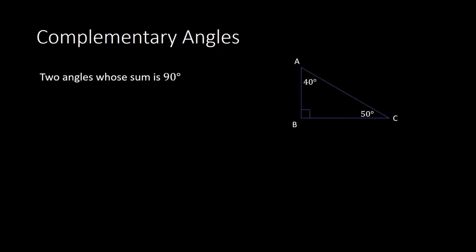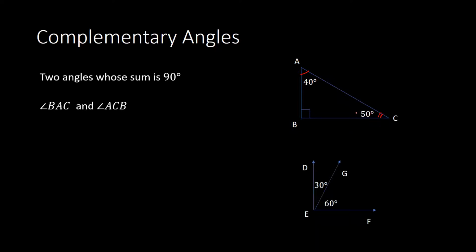Complementary angles are, by definition, two angles whose sum is 90 degrees. So for example, here we see a triangle, and by the way, this is a right triangle. We know that because of this little box in the corner. So this means 90 degrees. Notice that measure of angle BAC plus measure of angle BCA would add up to be 90 degrees. So we can say that angle BAC and ACB are complementary.